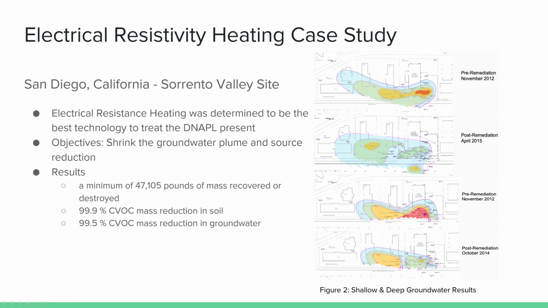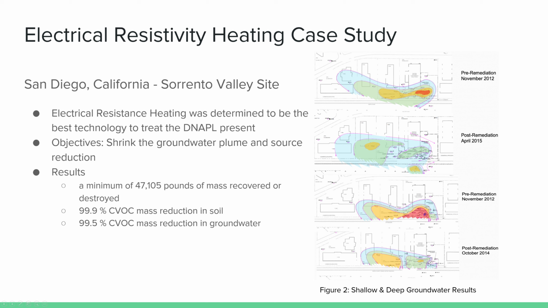The electricity flows between subsurface electrodes, heats the subsurface, and produces in situ steam. The electricity will heat tight soil lenses as well as the DNAPL hotspots, and the DNAPL is extracted in the vapor phase to be treated.